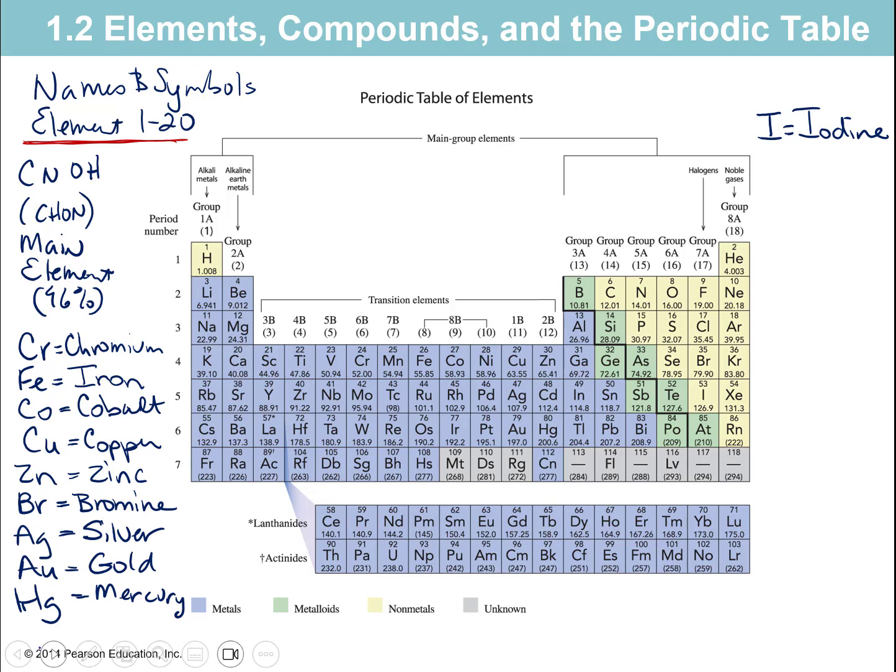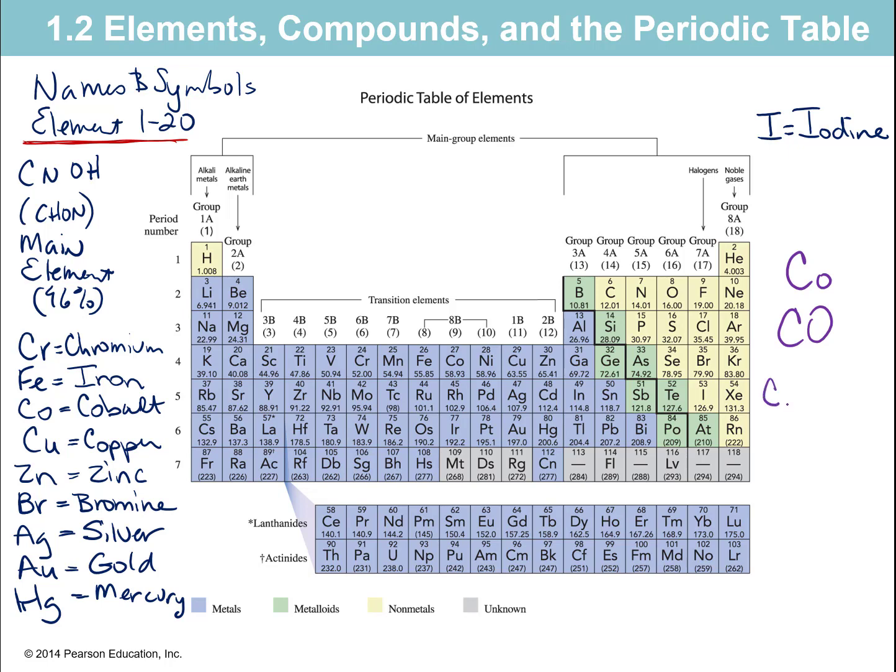Notice with the symbols, if there's only one letter, it's capitalized. But if there's two, the first letter is capitalized and the second letter is always lowercase. Right? So like chromium, Cr, capital C, little r, tells you it's chromium and not carbon with some R. If I see capital C, little o, I know that this is cobalt. But if you wrote it like this, CO, it would actually be carbon and oxygen. So that is why, if there's a second letter, always make sure you do it in lowercase so that you don't get those ones mixed up.